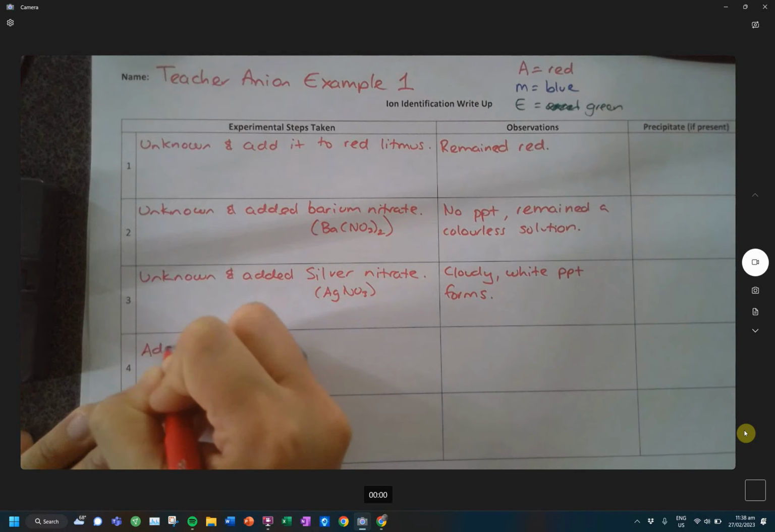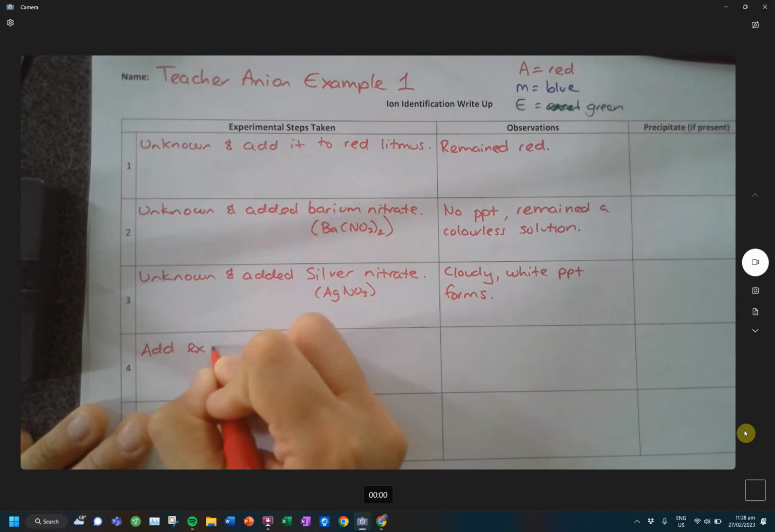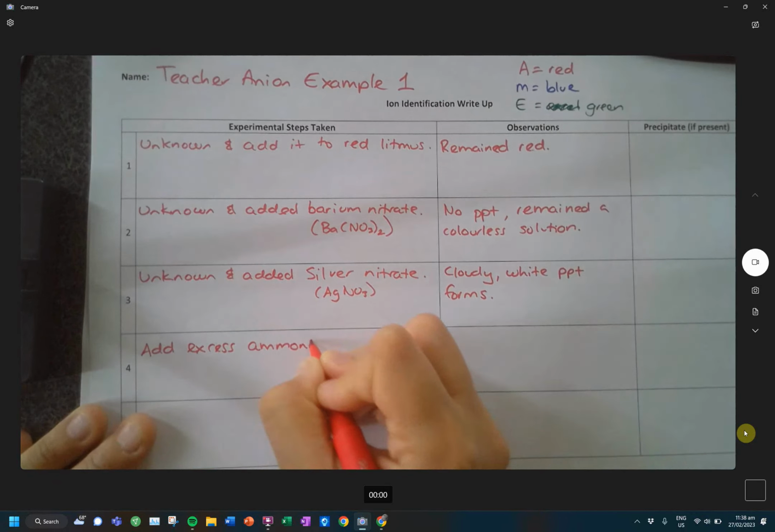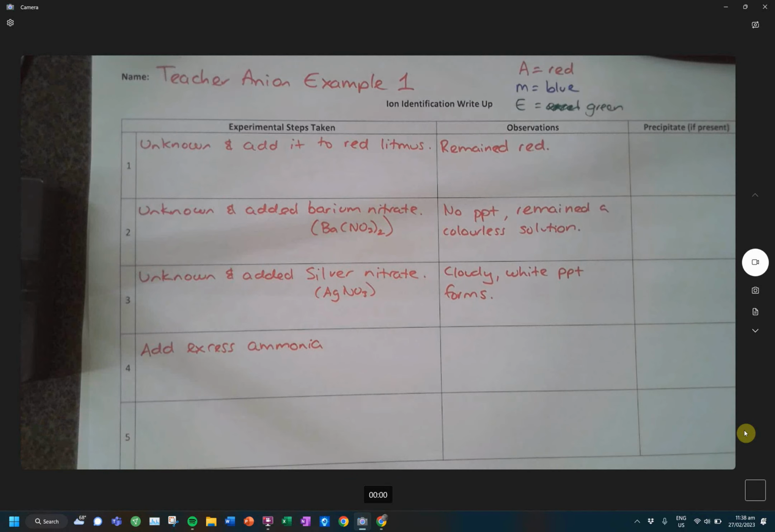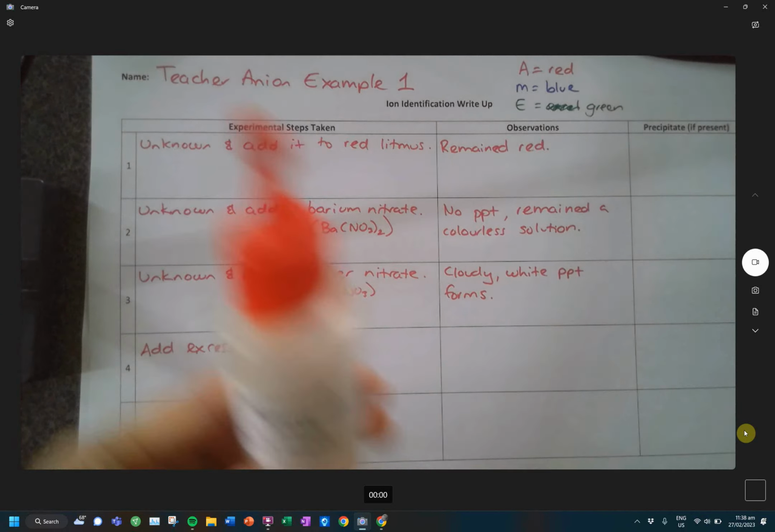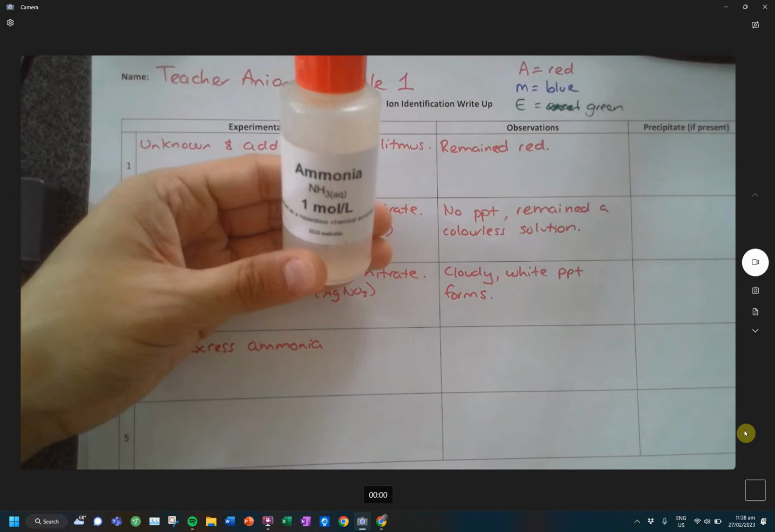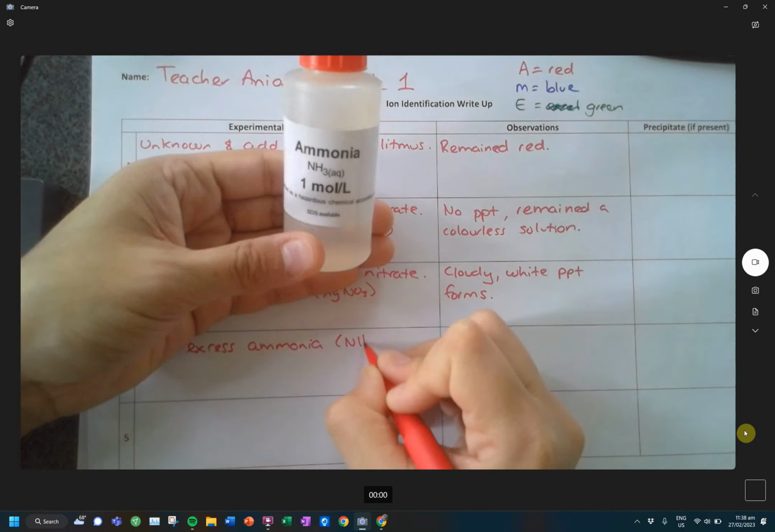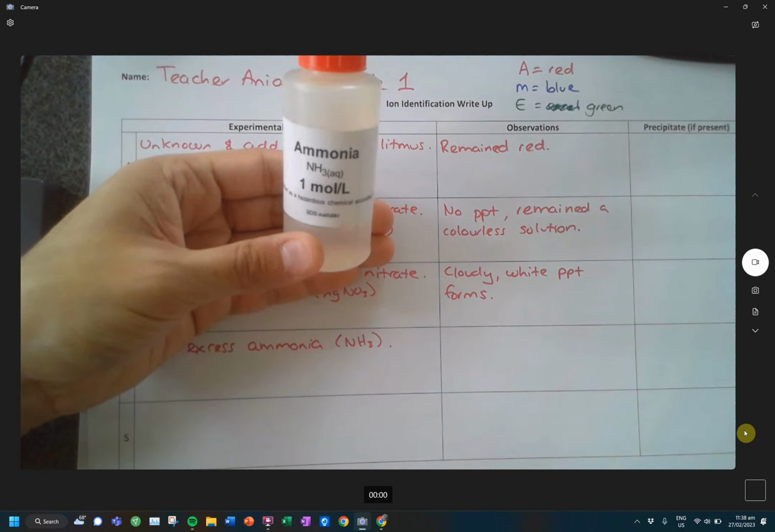So we're going to add excess ammonia. And if we're not sure what ammonia is, again, we can look at our bottles. I'm just trying to find my ammonia bottle. There it is. All the bottles are labeled in both the formulaic and the word version. Now, when we see the word excess, we mean add a lot of it. Add a lot and see what happens.